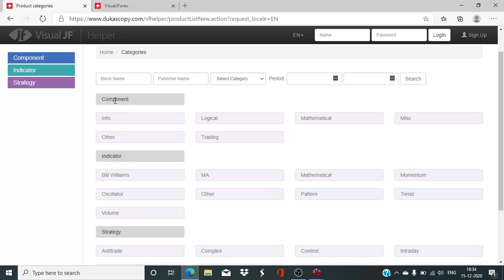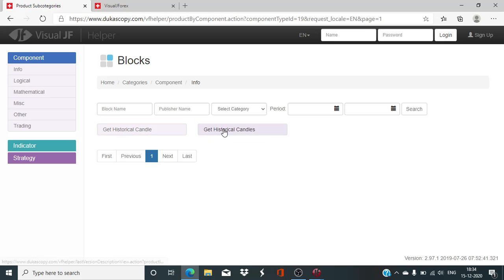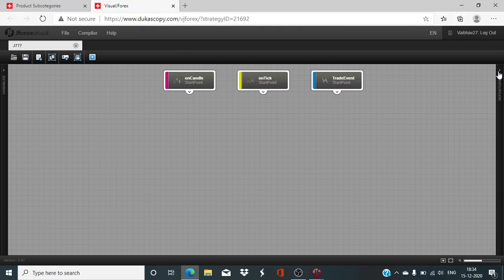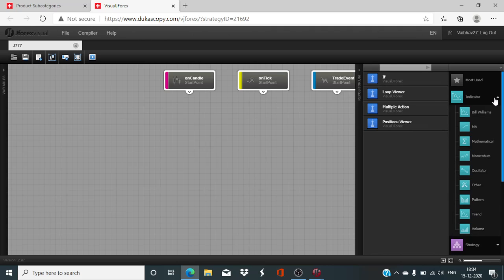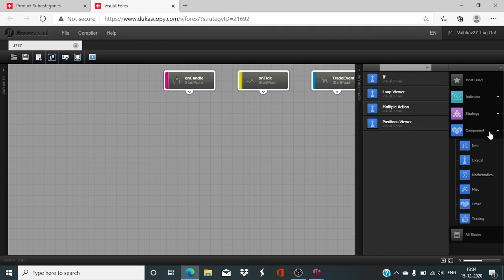So here you will find this indicator block listed amongst the info classification. Here it is, Get Historical Candles. Now we head to the Visual JForex board developed by Dukascopy Bank SA. Component blocks, info, and in info it is the second one.